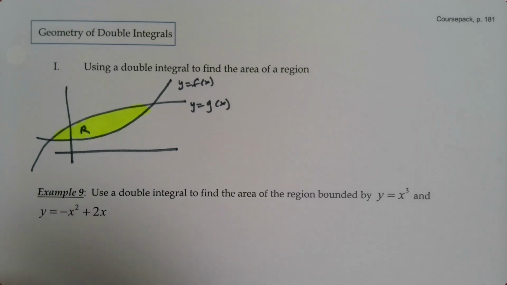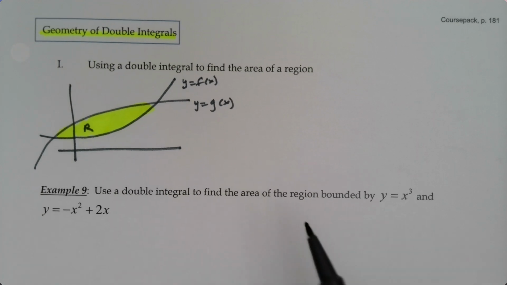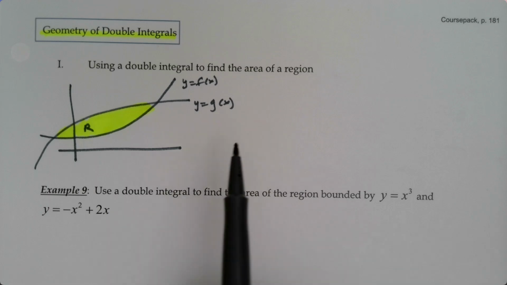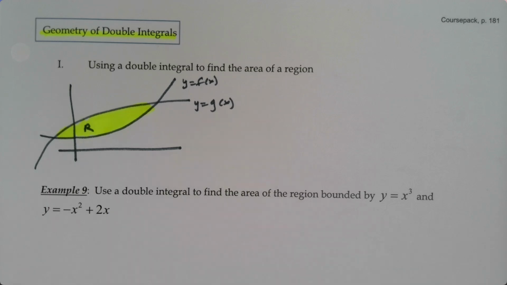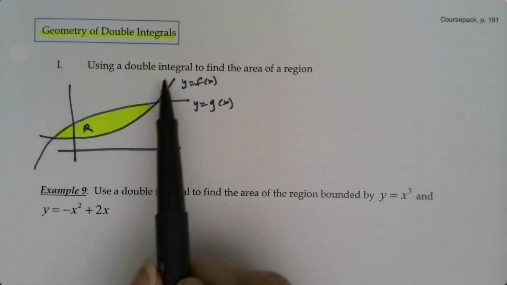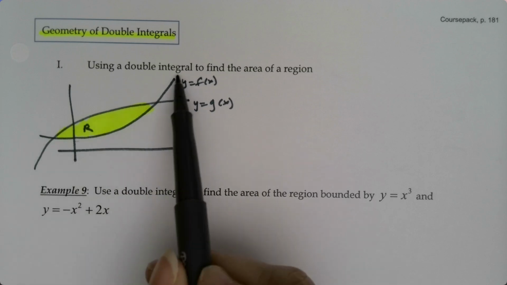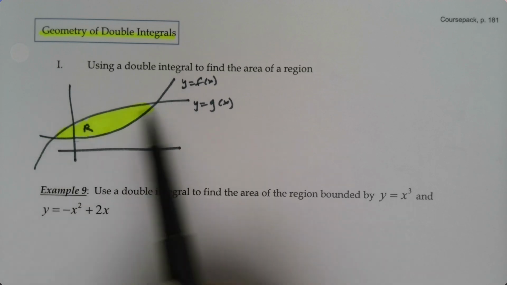So I haven't been entirely truthful here. I've kept referring to the double integral as finding the volume, and it does if you have a height function. But there's actually a little bit more that a double integral can do, geometrically speaking. So suppose you have some region of integration between some function f of x and some function g of x, and there's a region bounded.